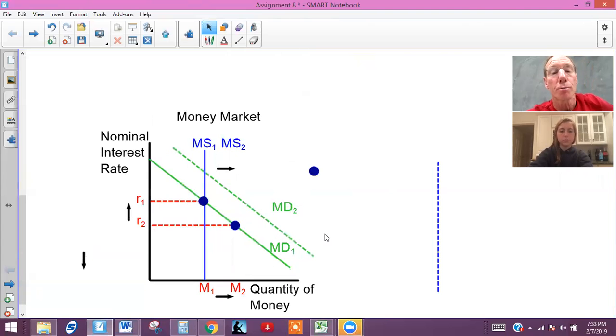So government spending going up means that money demand goes up, and if money demand shifts to the right, our nominal interest rates are going to go up, which is why we talk about the term crowding out. If the government spends a lot more money, they have to borrow it, and that drives interest rates higher, which means it's harder for private firms to borrow the money they need to invest. Okay.